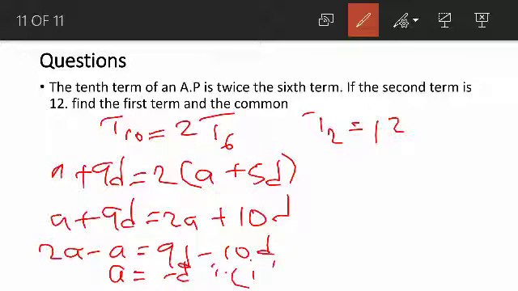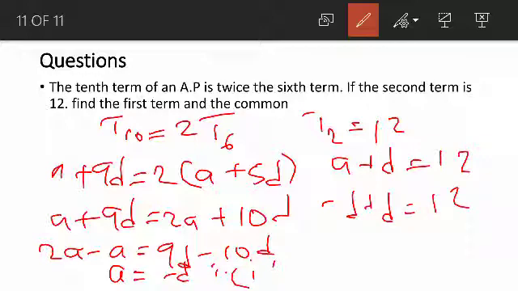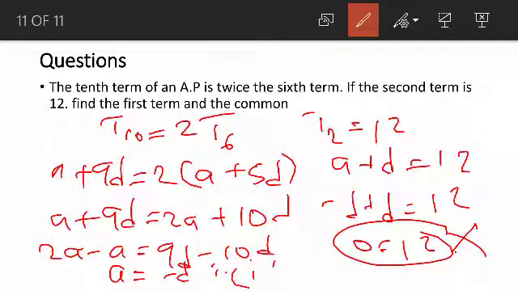We also have that T2 is equal to 12, and T2 means A plus D, which is equal to 12. Since your A is minus D, we can say that minus D plus D is equal to 12. So that means 0 equal to 12. This actually means that this particular question has no solution, because 0 cannot be equal to 12. That's the answer: there is no solution.